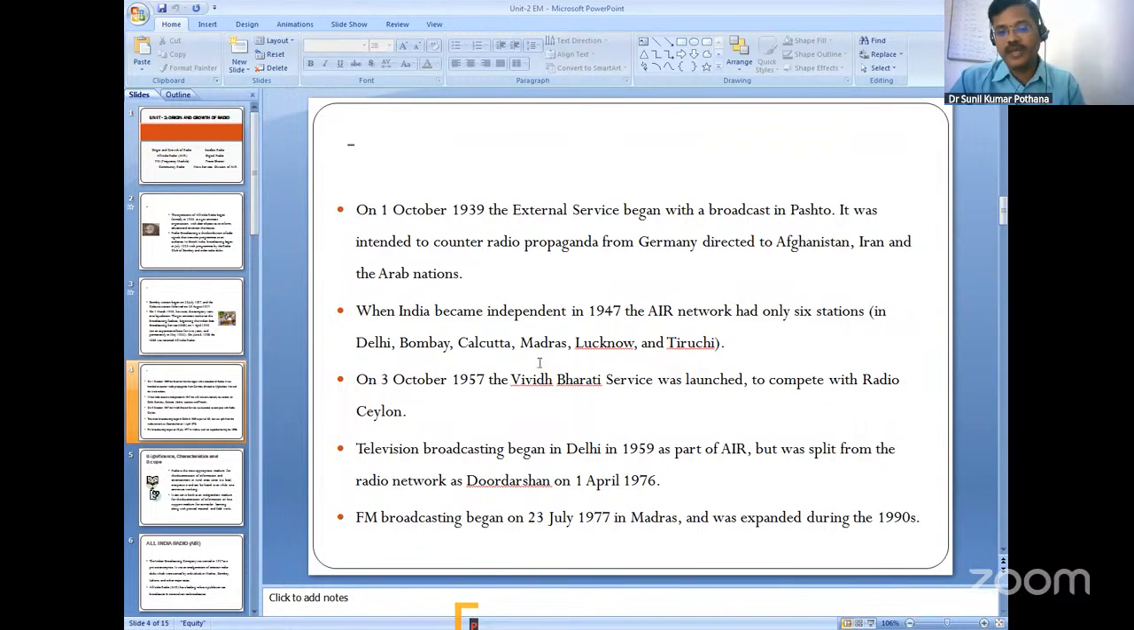FM broadcasting began on 23 July 1977 in Madras and was expanded during the 1990s. Earlier, there was only public broadcasting on FM. Later, we are now experiencing a number of private FM channels. The first FM channel was from Madras.